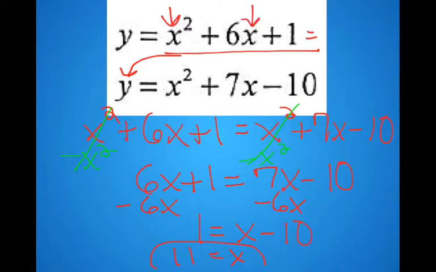So that's going to equal 11 squared plus 6 times 11 plus 1. So that's 121 plus 66 plus 1. That equals 188. So put the two together. That's 11, 188.